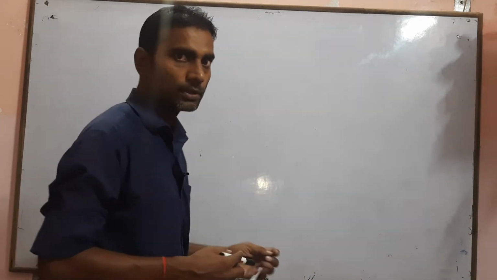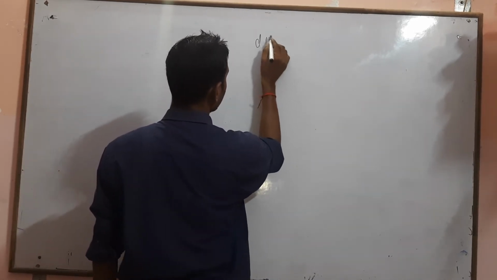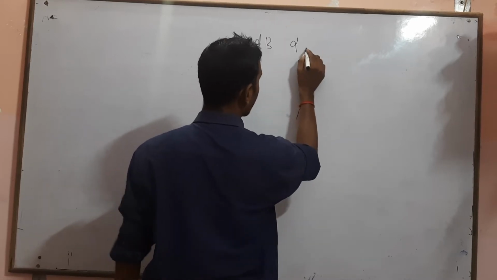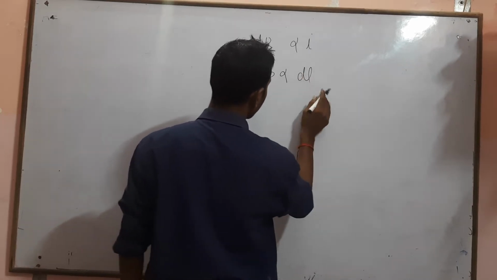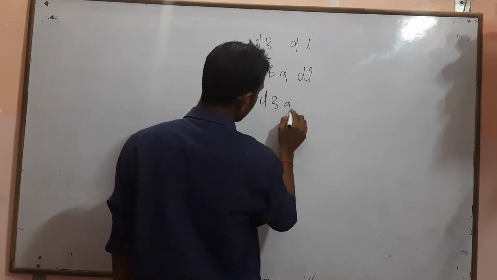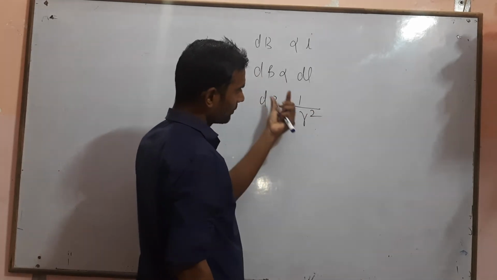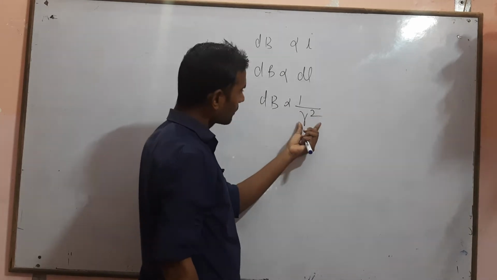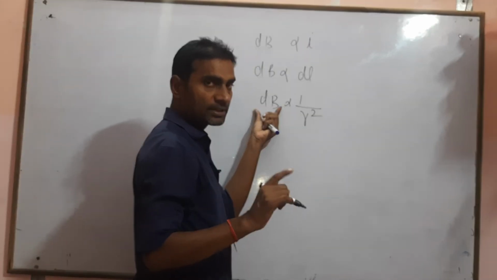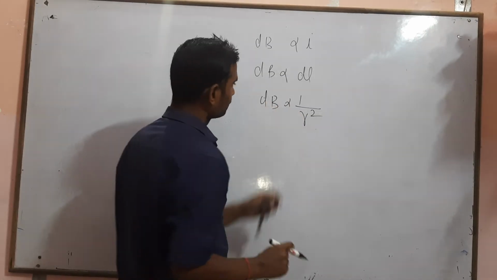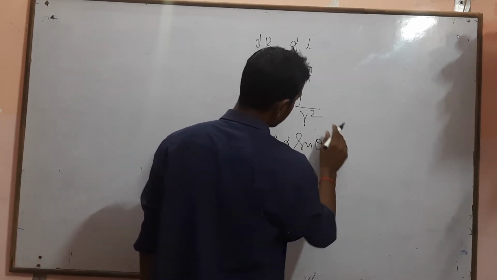According to the book, the magnetic field dB is directly proportional to I, directly proportional to dl, and inversely proportional to the square of r, the distance between dl and point P. And also dB is directly proportional to sin theta.